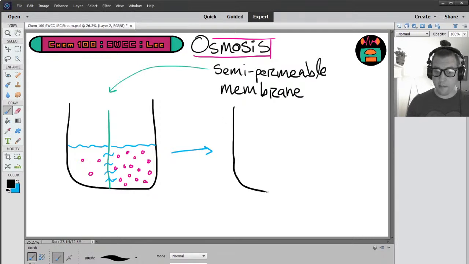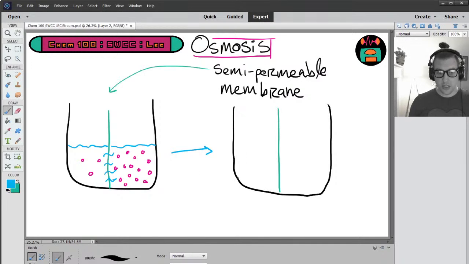So what happens once the process of osmosis is complete is you will have a much lower solvent level on one side and a much higher solvent level on the other. It does this so that the concentration on both sides of the semipermeable membrane is the same.